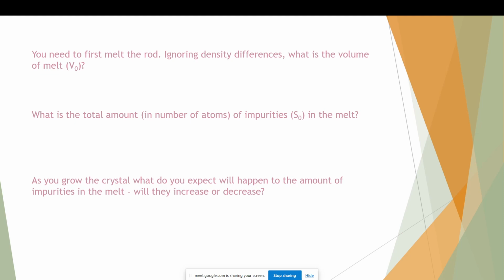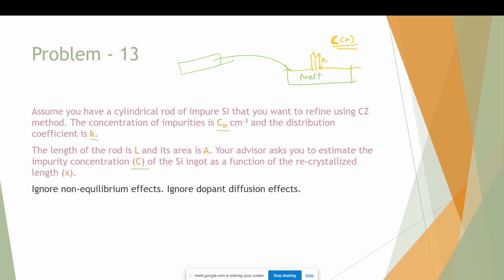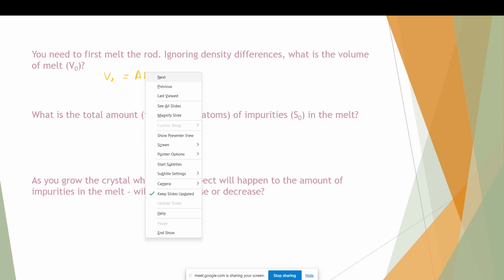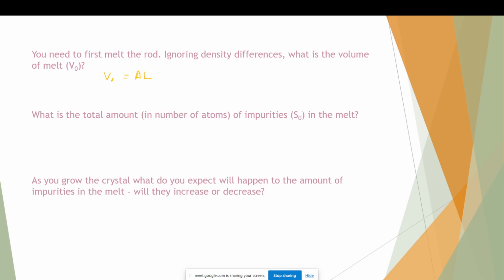So the volume of the melt is pi r square h, but they have already given us the area, so V naught I can write as A times L. The total length of the rod was capital L and the area is A, and this is the rod that we are melting, so the volume will remain the same. So V naught is A into L.